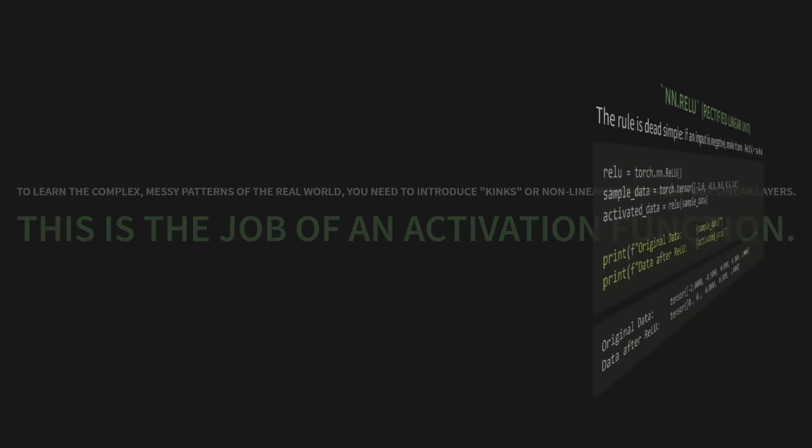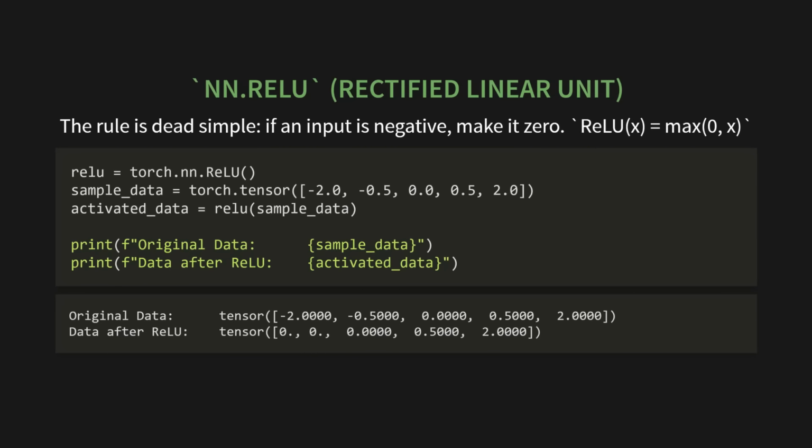First up is nn.ReLU. That's ReLU for rectified linear unit. The rule is dead simple. If an input is negative, make it 0. That's it. ReLU of x equals max of 0, x.